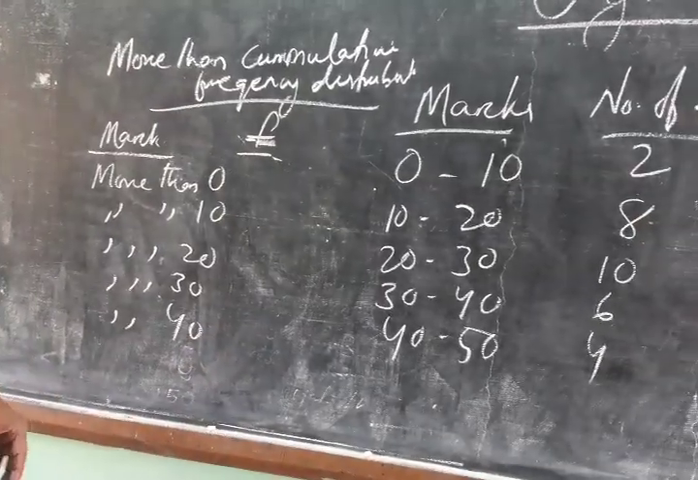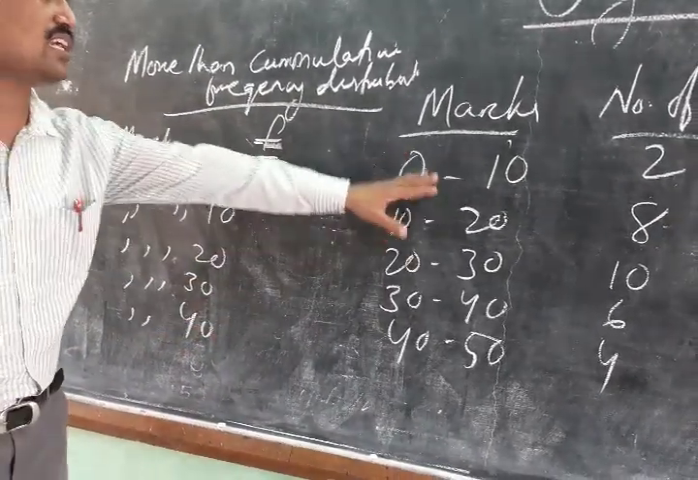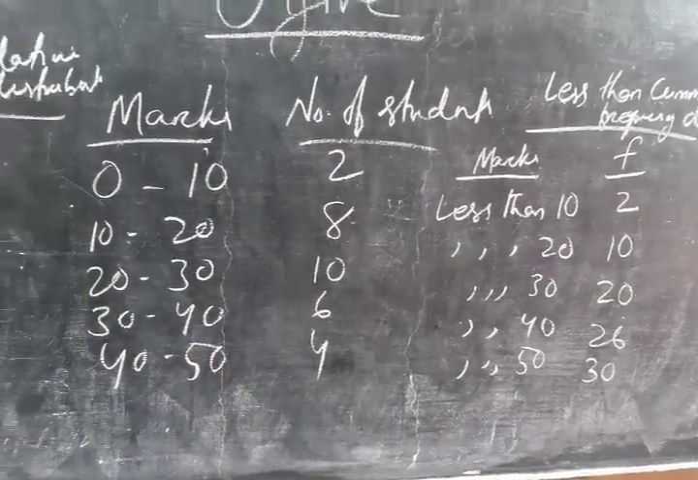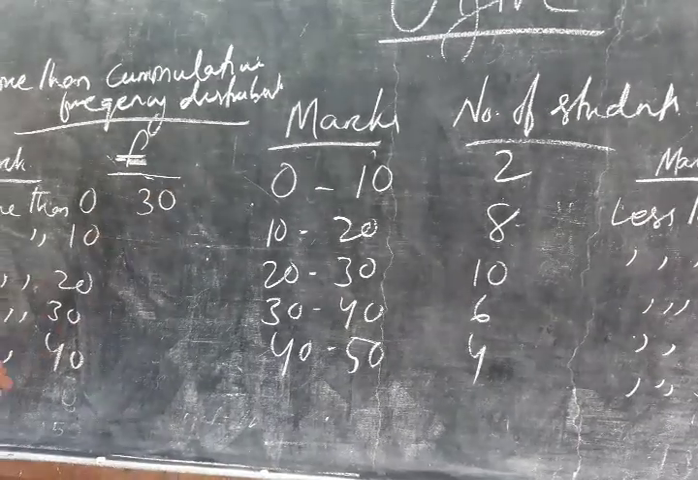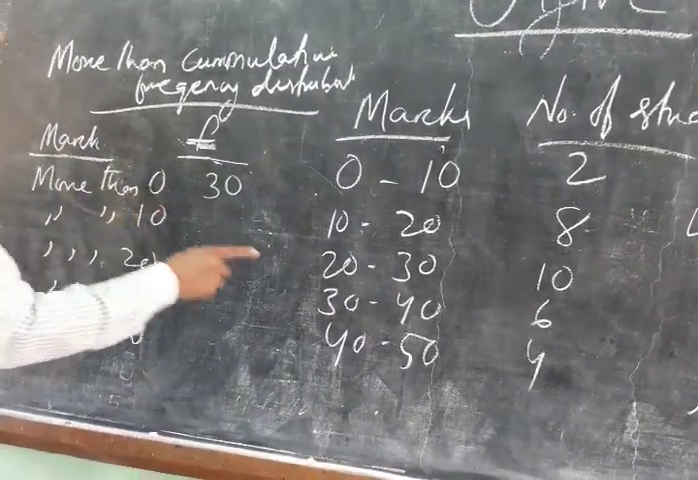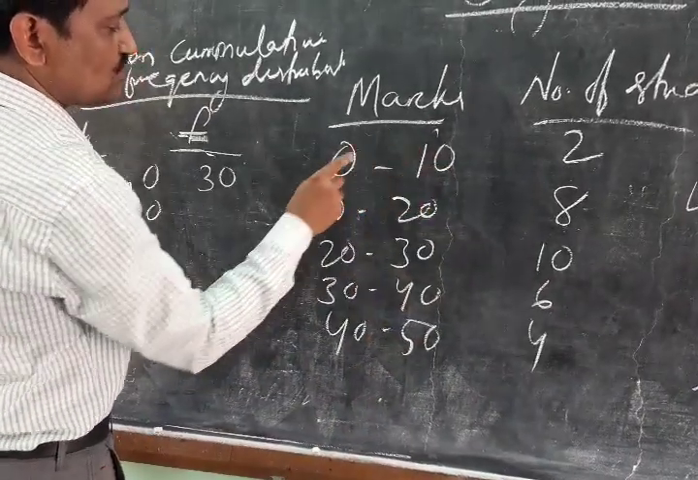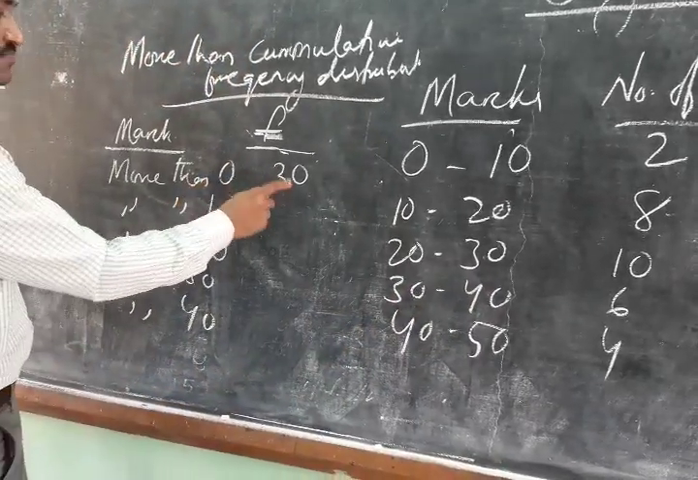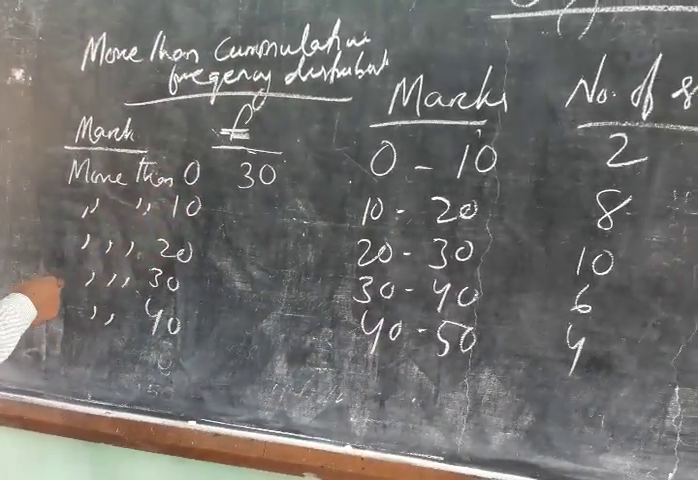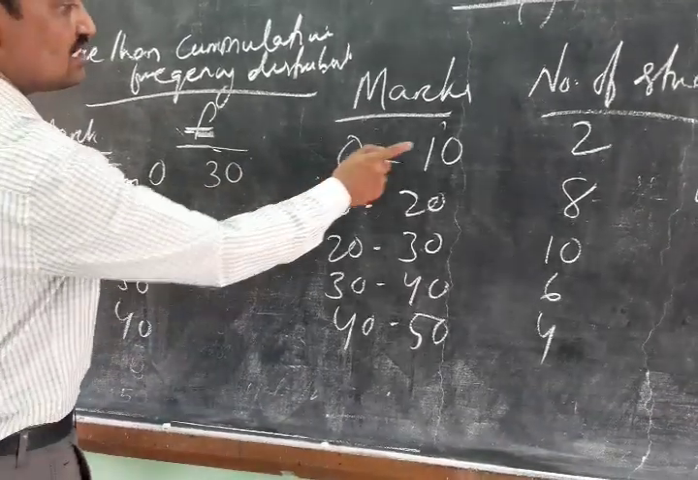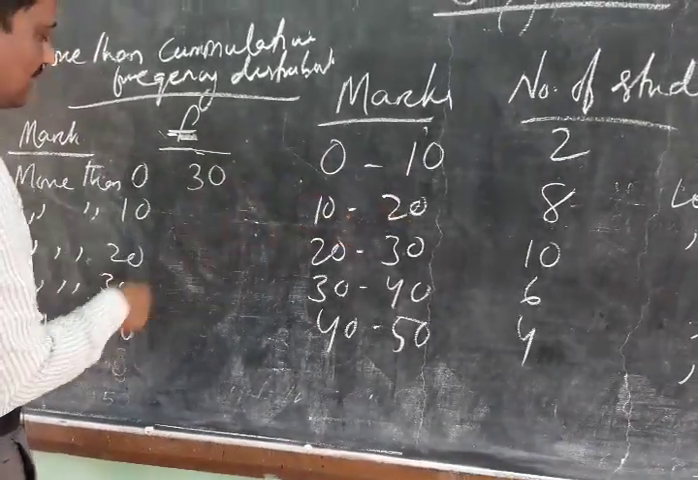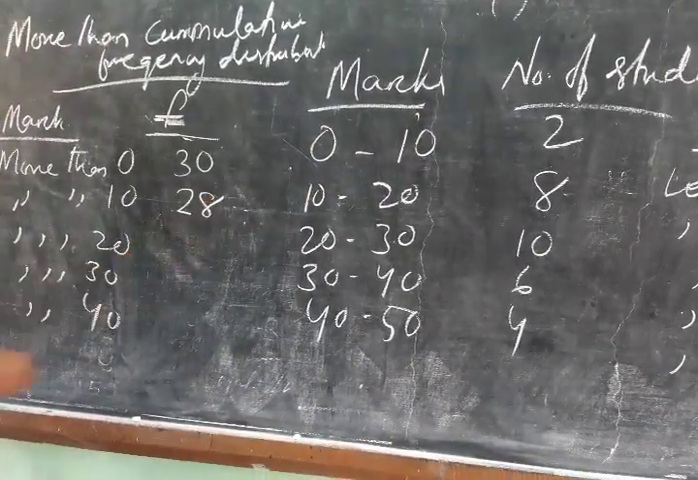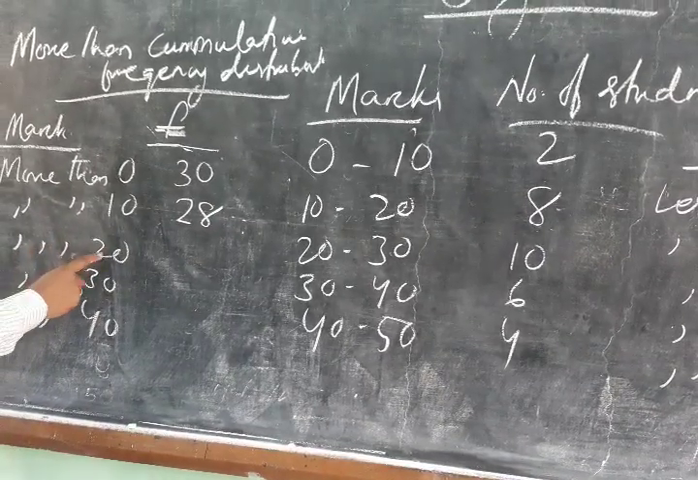More than 0 means it includes everything, so all the frequencies have to be added. If you add all the frequencies, it will be 30, right? So more than 0 means everything: 0 to 10, 10 to 20, 20 to 30, 30 to 40, 40 to 50. So it will be 30. Then more than 10 means it excludes 0 to 10, so after 10 we have to add. 0 to 10 is 2, we have to subtract it, and we get 28.